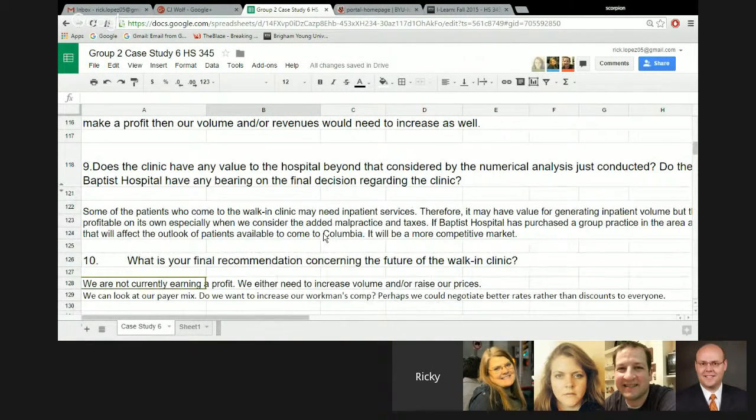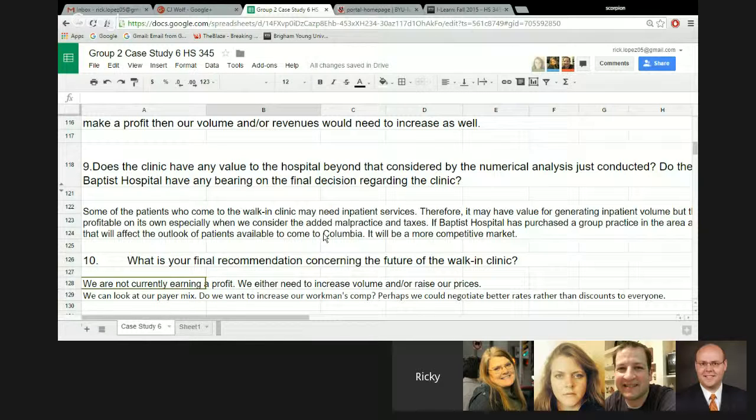Okay, so I had number 9. Does this clinic have any value to the hospital beyond that considered by the numerical analysis just conducted? And then also, do the actions by the Baptist Hospital have any bearing on the final decision regarding the clinic? So, of course, some of the patients who walk into the clinic may or may not need inpatient services. So, therefore, it may have value for generating inpatient volume, but the walk-in clinic is not profitable on its own, especially when we consider the added malpractice and taxes that we just talked about.